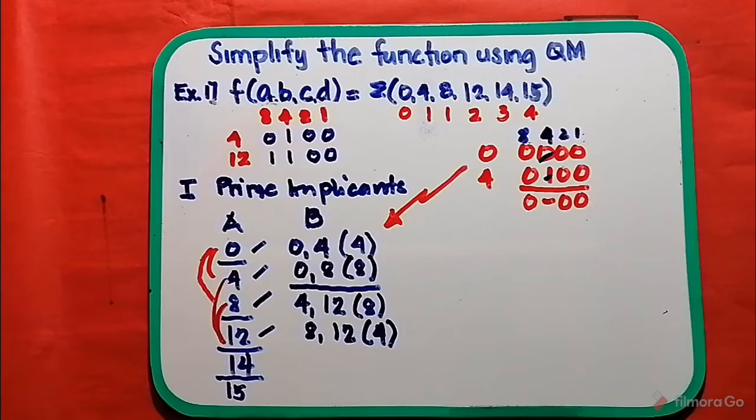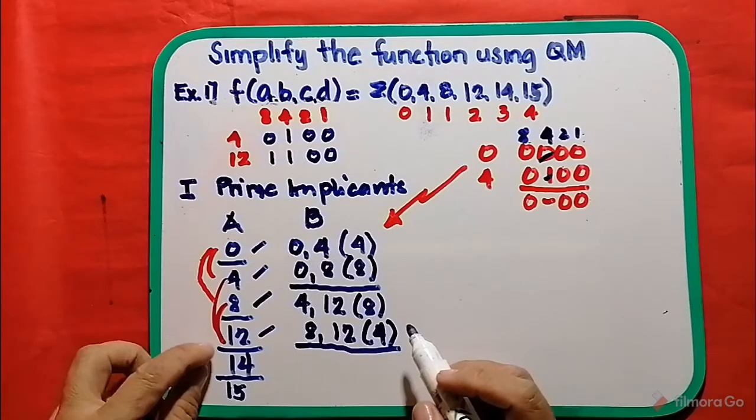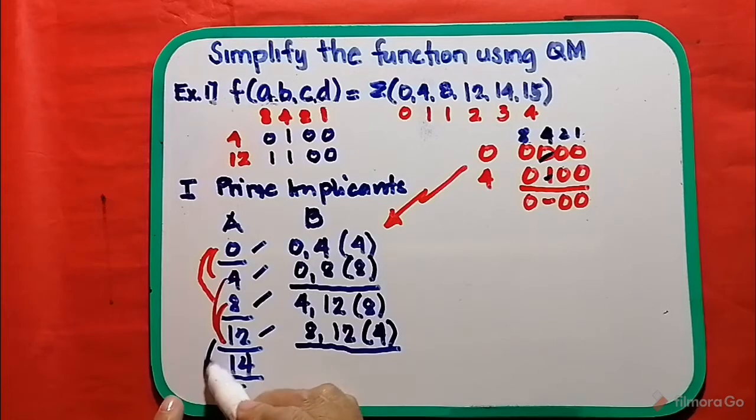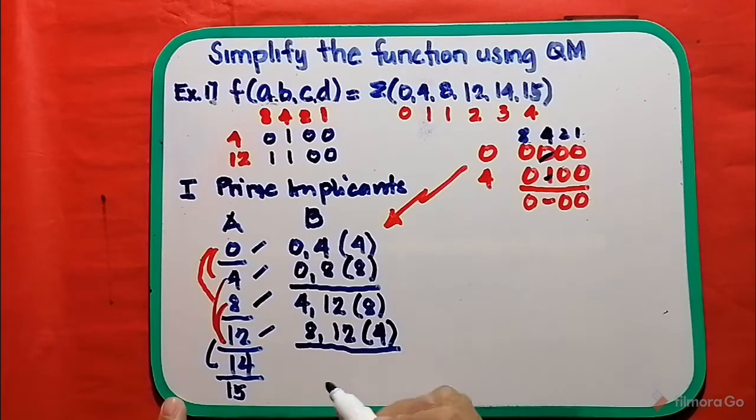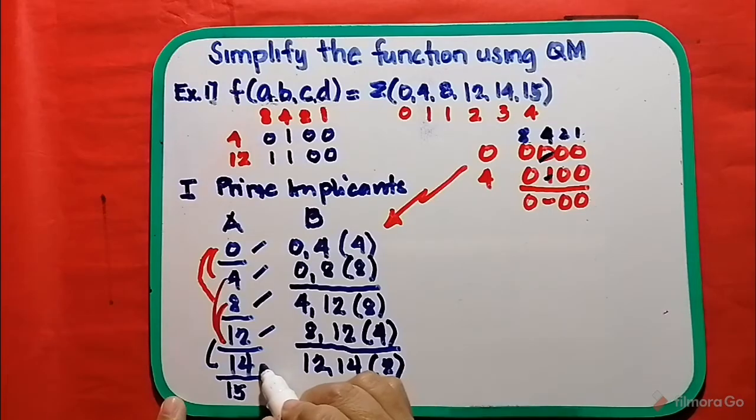Since we're done, we put a dividing line again. So we compare this time 12 and 14. 12 minus 14 is 2. So that will be 12, 14, a difference of 2. So put a tick mark. Since we're done, we put a dividing line again.